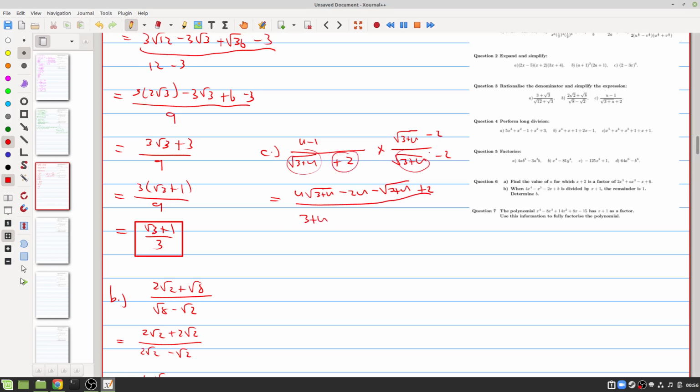this times this will just be 3 plus u. And then minus 2 times negative 2 is negative 4. Okay, so at the top, no like terms we can really collect. I suppose that's one thing you can do if you want to simplify it. You can say that's u minus 1 times square root 3 plus u, and then minus 2u plus 2 over, and then 3 minus 4 is negative 1. So we've got u minus 1 at the bottom.